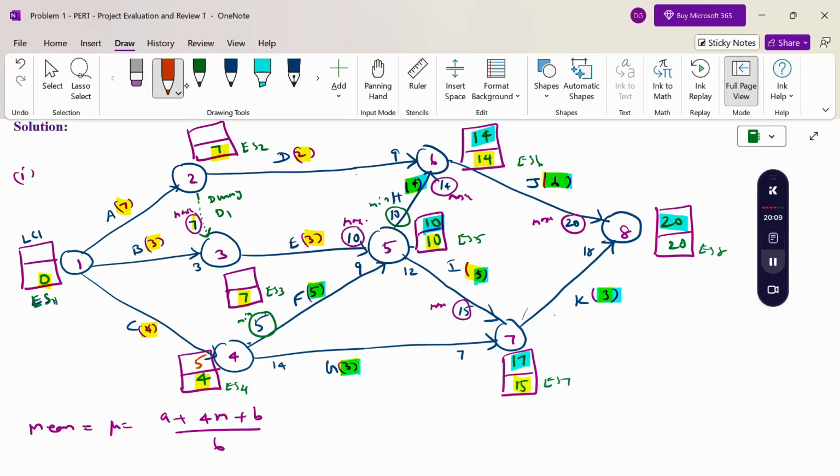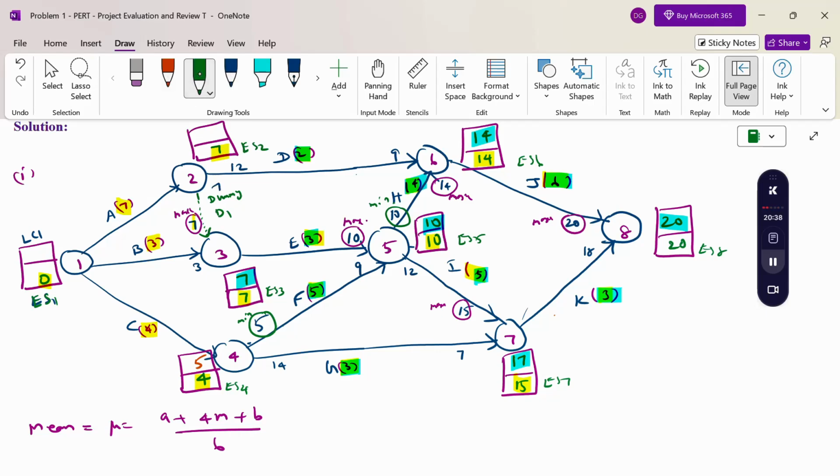And then the third one has only one line, from 3 to 5: 10 minus 3 is 7. And then here one line is moving: 14 minus 3 is 12. Here 7 minus 0 is 7.